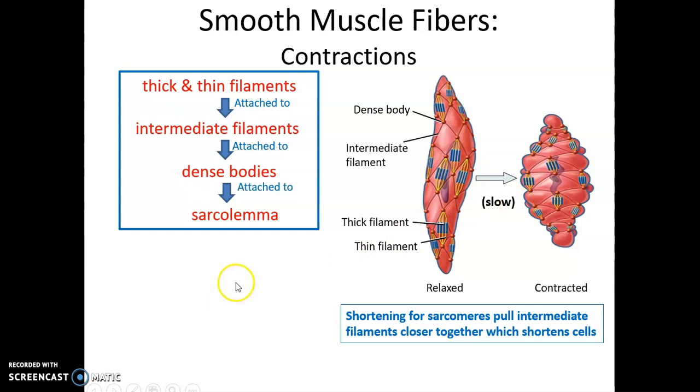Smooth muscle tissue has a slower contraction than what we can get with skeletal muscle tissue, as it shortens the cells in a somewhat different manner.